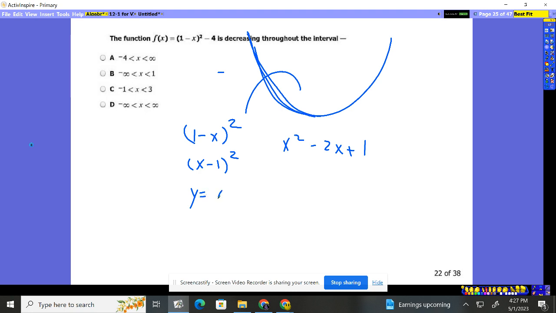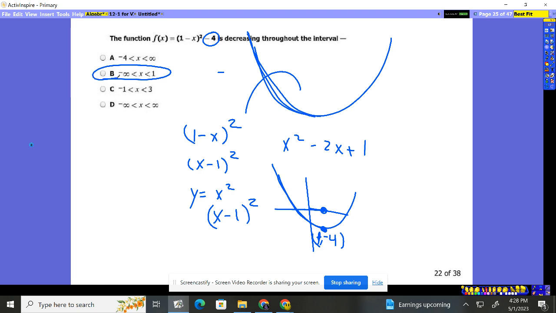So here's what happens with this. Remember the parent graph y equals x squared. In this case, we came in and we took x and we took away 1. What did that do? That makes movement left and right. It does the opposite of what we think. So on this guy, instead of going over to the negative 1, he went over to positive 1, shifted over to positive 1. And then we came and subtracted 4. So he shifted down 4. So I know this parabola is coming and hitting this vertex point right here at 1 comma negative 4. So I know, looking at this, that it's decreasing from negative infinity to 1. Negative infinity to 1. That's the answer, B.